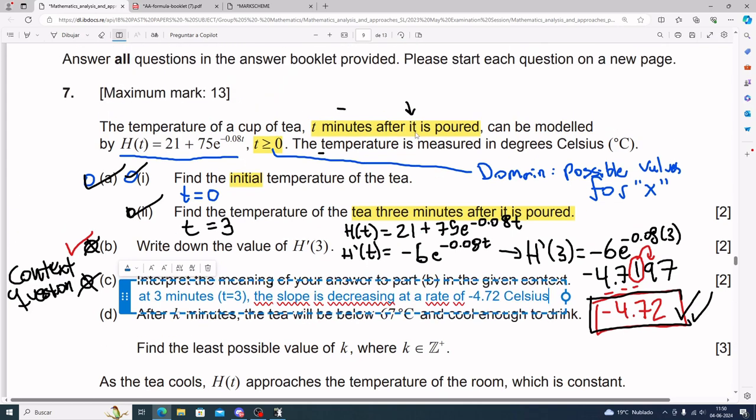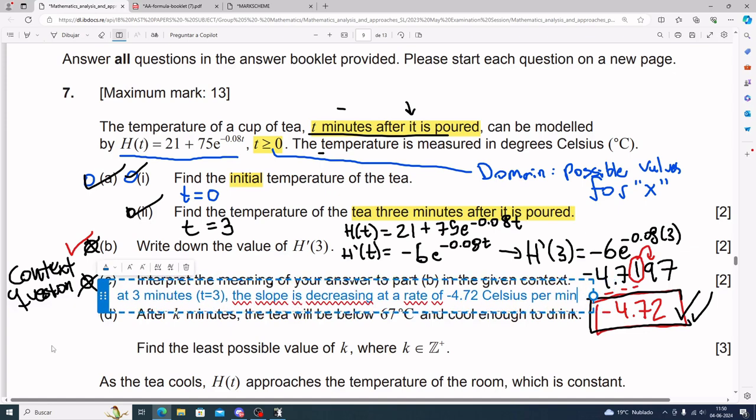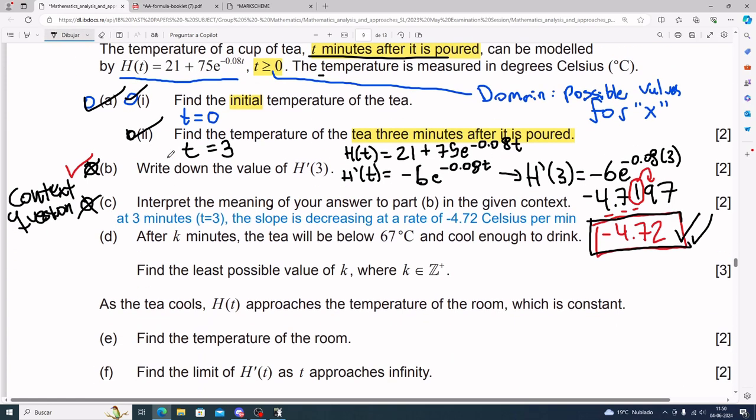And what are my units? Well, it's units. And so you can say Celsius per minute, right? This is fairly straightforward, it's just a context question. We're just interpreting our answer, right? And you might be thinking, okay, but didn't you need the answer from part B? Well, you technically didn't for this.